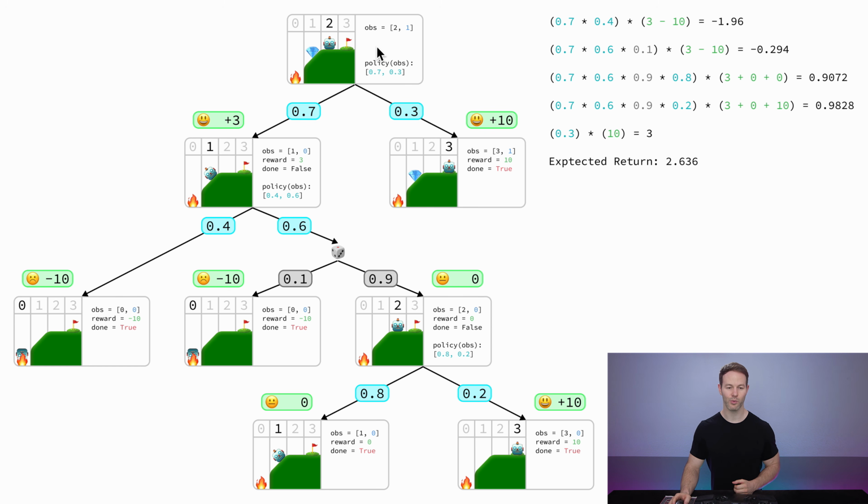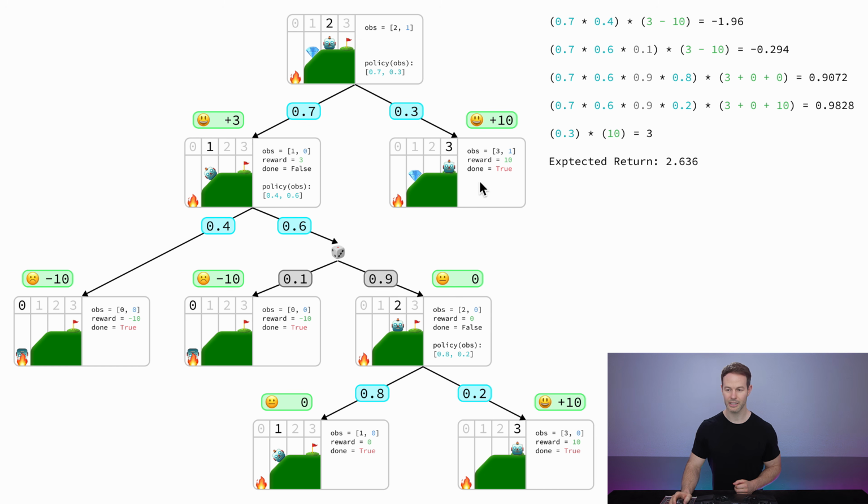For the next path, we'll say we go left, right, and then the environment kicks us left, and the probability of that happening will be 0.7 times 0.6 times 0.1, and the total reward we'll receive is plus 3 minus 10. So that will be this line right here, and we'll get this value. And if we do it for all the other paths, going left, right, being kicked right, and then left, we'll get this value.